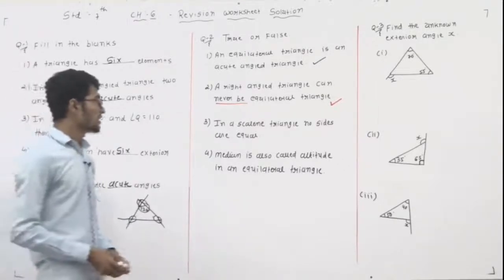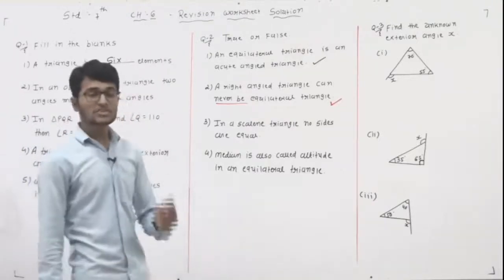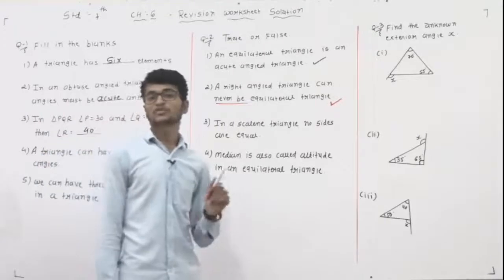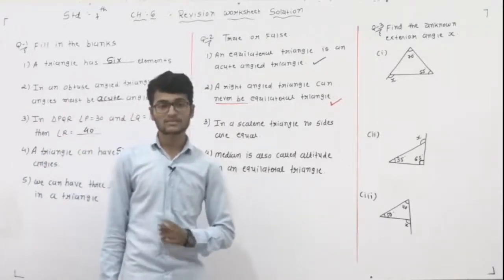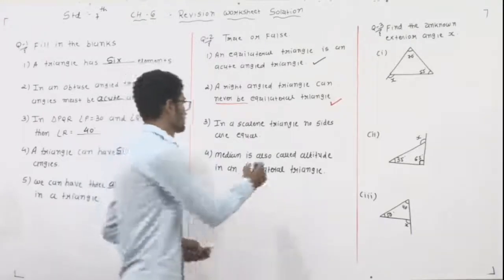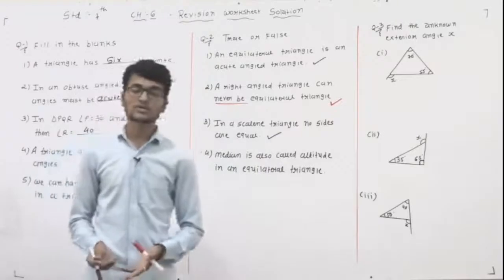Third one: in a scalene triangle no sides are equal. A triangle in which no sides are equal is called a scalene triangle. So this statement is right. Yes, this statement is right. Why? Because all the sides are different, and that is called a scalene triangle.